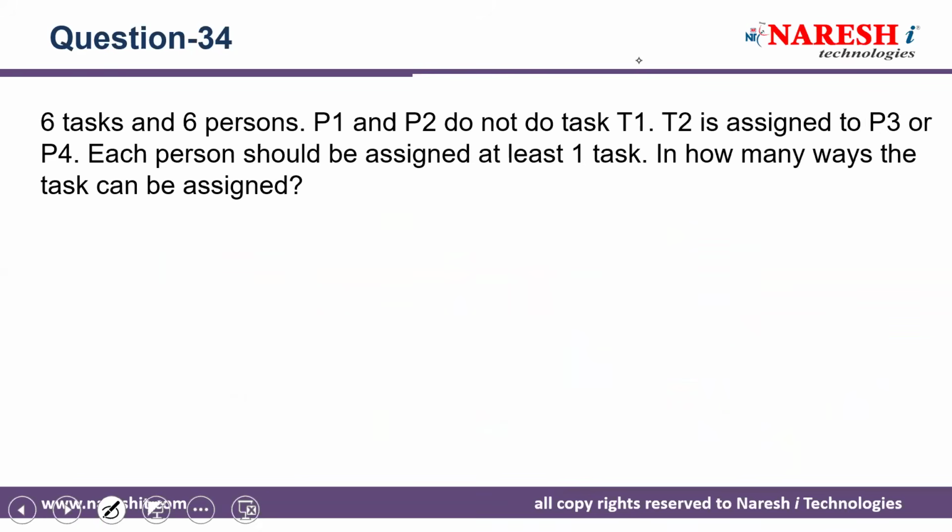Six tasks. Task possibilities means this is permutations and combinations. So let us see the question and identify whether it is a permutation or a combination. Six tasks, six people. P1 and P2 do not do task 1. T2 is assigned to P3 or P4. Okay.